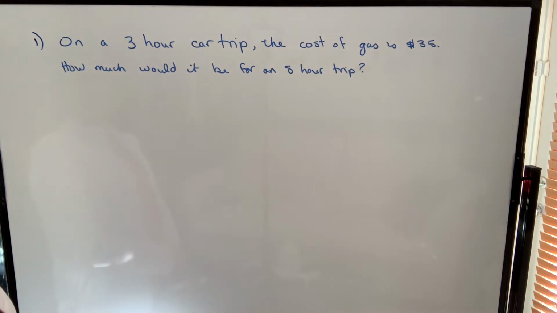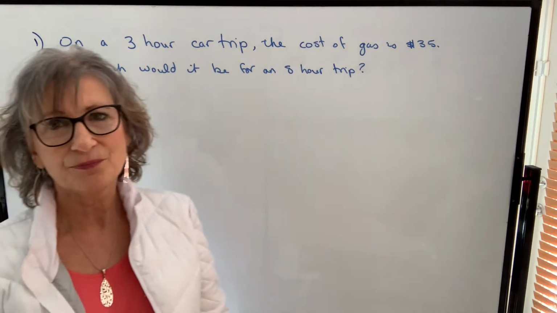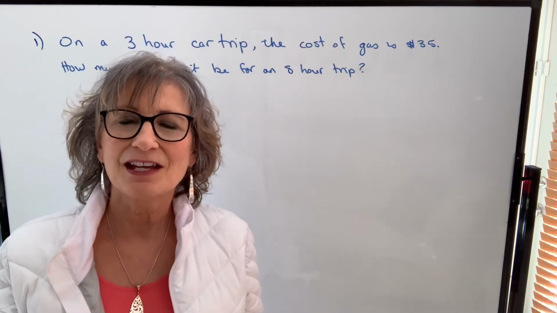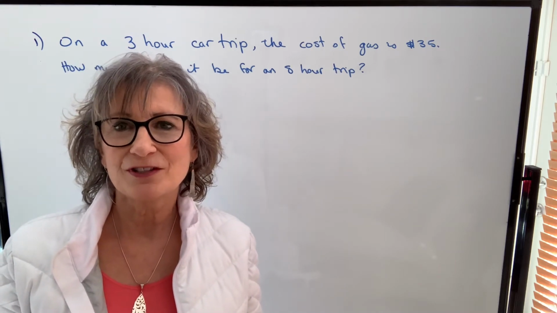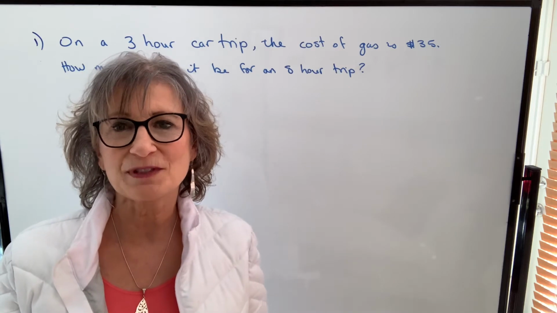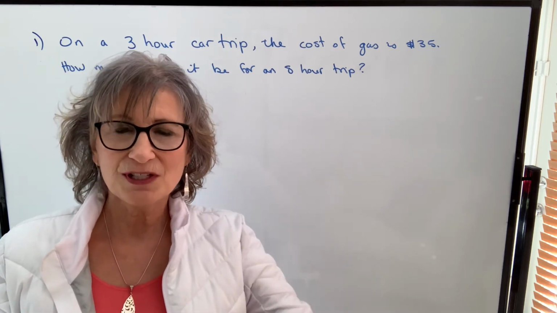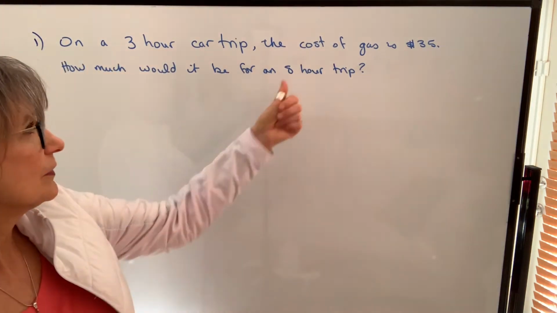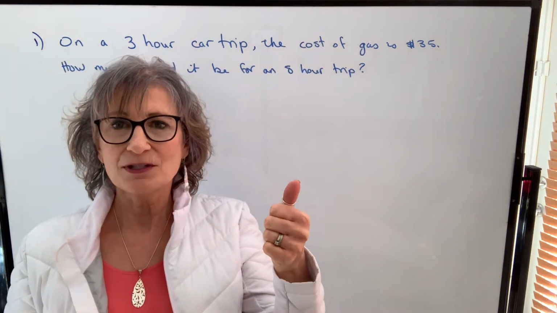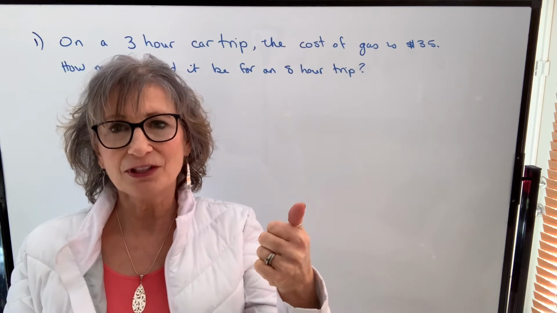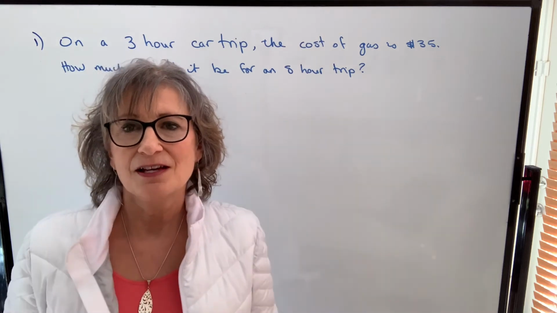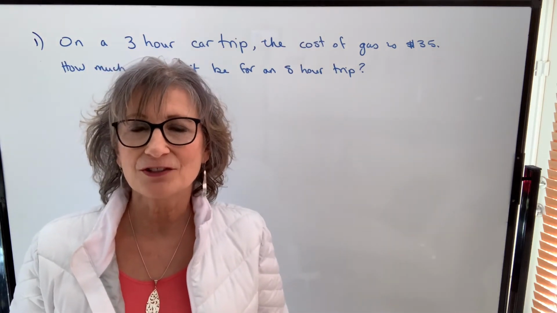The first example says, on a 3-hour car trip, the cost of gas is $35. How much would it be for an 8-hour trip? The assumption here is that the average speed is going to be the same for both trips, and also that the cost of gas is going to be the same for both trips. So assuming those things don't change, if we drive 8 hours instead of 3, so we're increasing the time that we're driving, we can expect the cost of the gas to increase by the same factor.